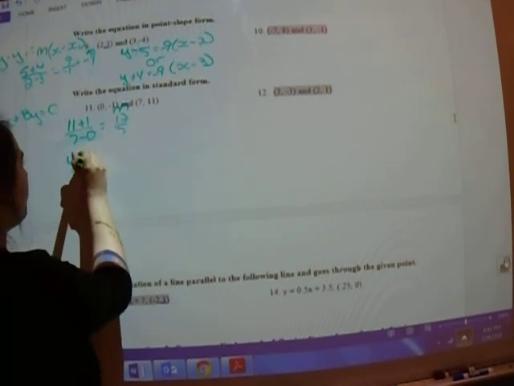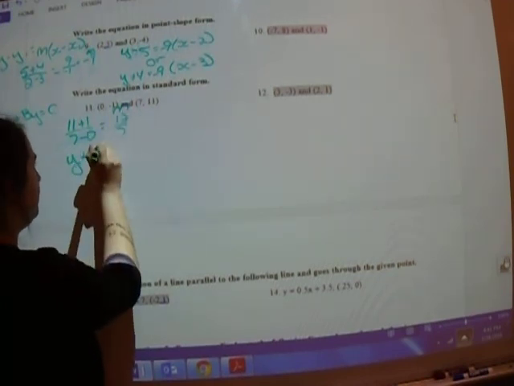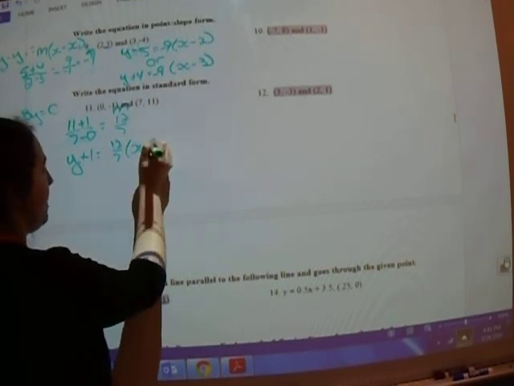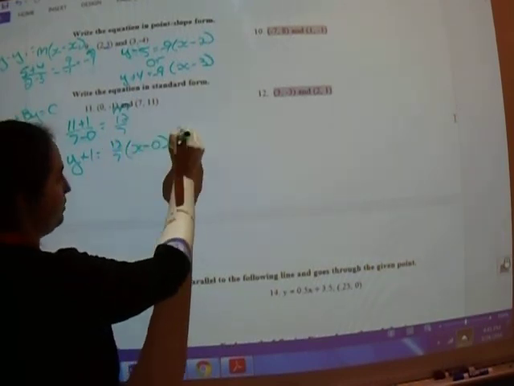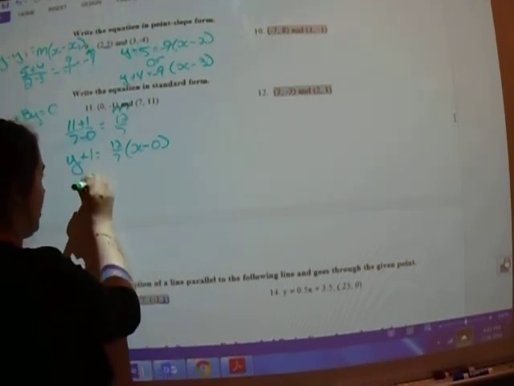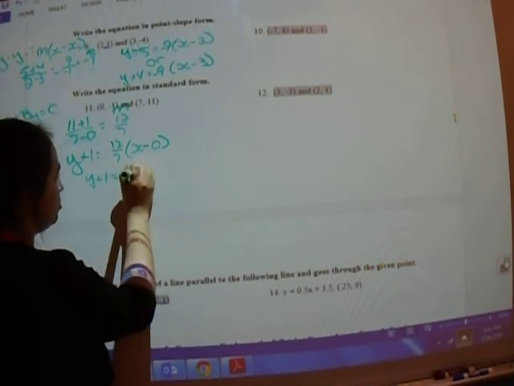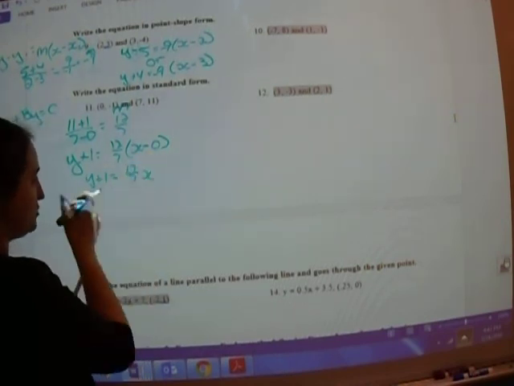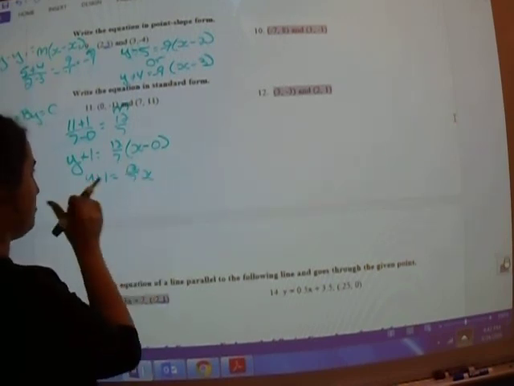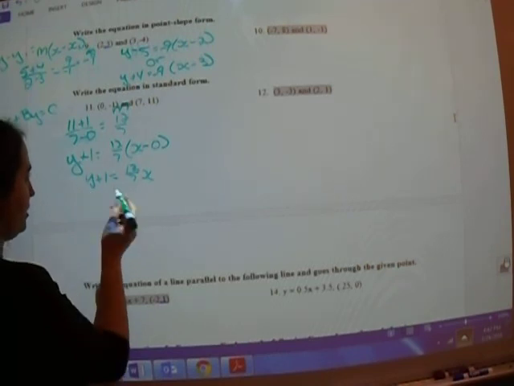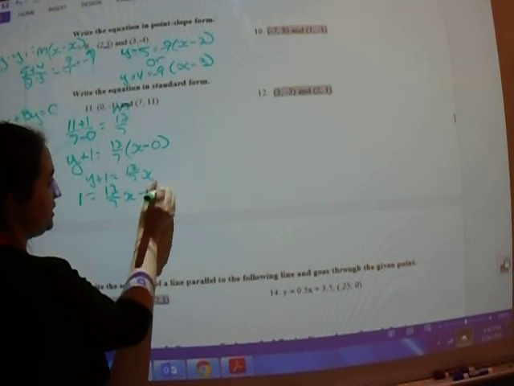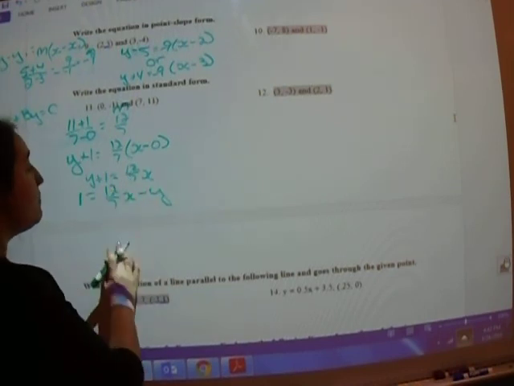So we have y plus 1, right, y minus negative 1, equals 12 over 7 times x minus 0, which is just x, right? Alright, so now we're going to multiply this out. We get y plus 1 equals 12 over 7x, right, because the 0 goes away. Or we can just leave that. Oops, that's a 2. Alright, and now we can do 1 equals 12 over 7x minus y, right, because this has to remain positive, but we still have this fraction.